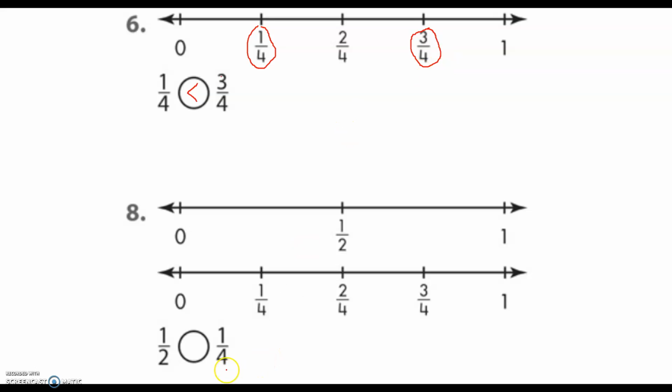Now what happens when my denominators are different? Well, you can draw two number lines. My first number here is 1/2. So this number line is separated into 1/2, 2/2, or 1 whole. My second one is 1/4. So it's separated into 1/4, 2/4, 3/4, 4/4, or 1 whole.